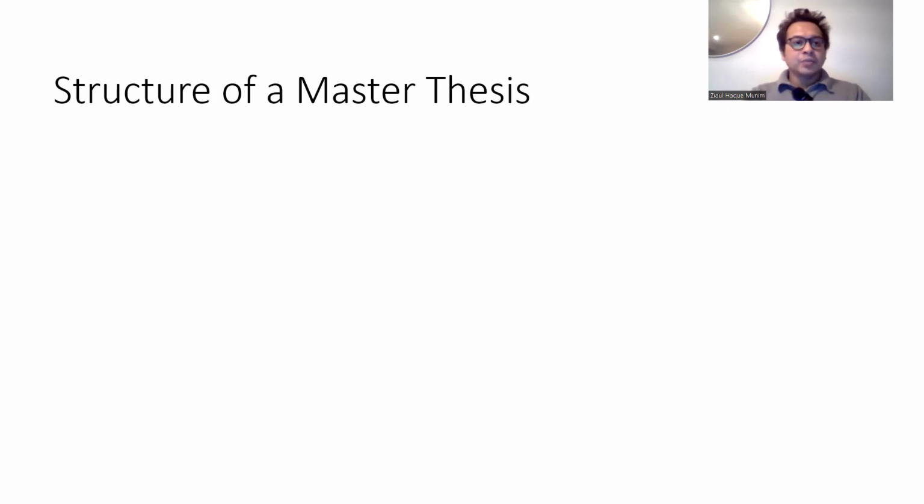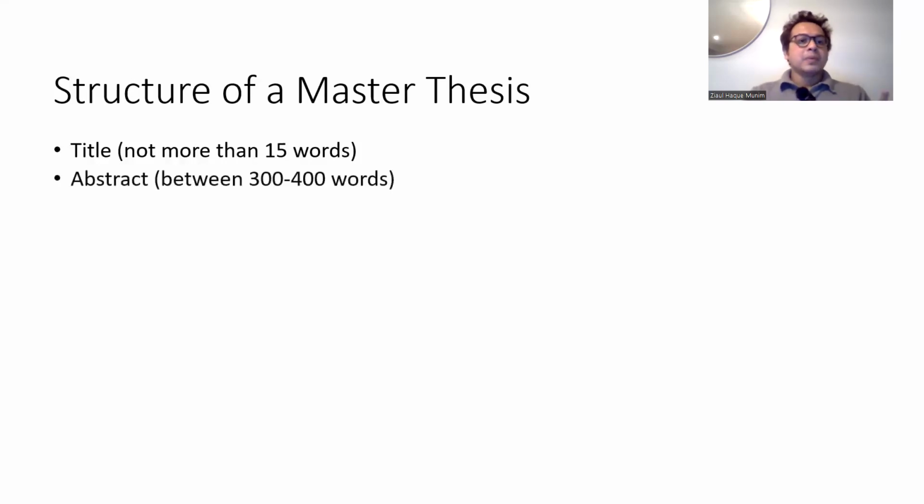In this lecture, we are going to talk about the structure of a master thesis and the approximate length of a master thesis. So in a thesis, normally, first we will have the title, which should not usually be more than 15 words, maximum 18 words, never more than 18 words. Then we will have the abstract, which should normally be between 300 to 400 words.